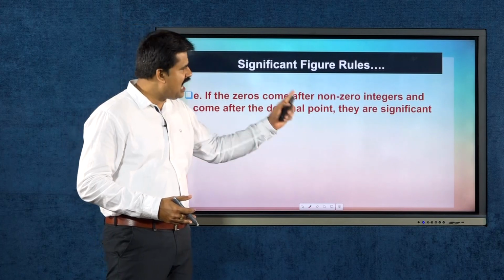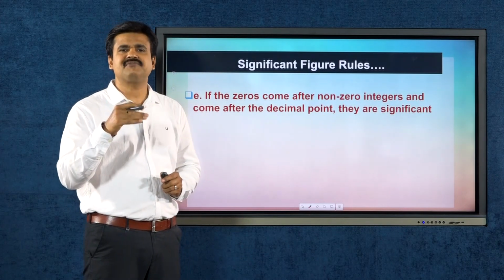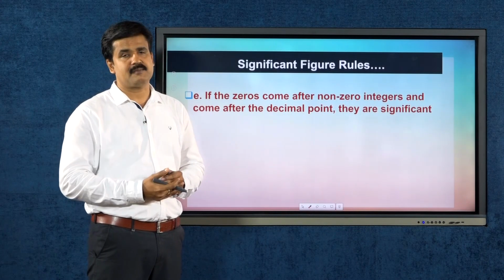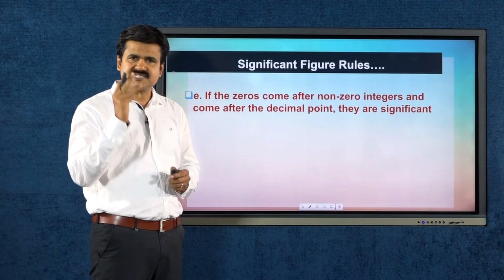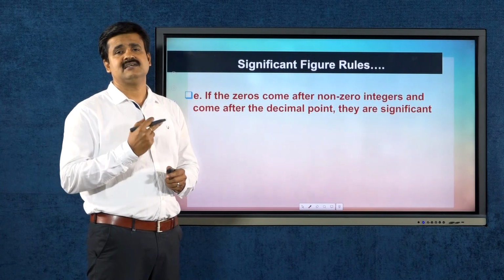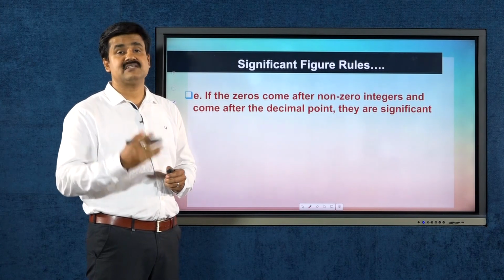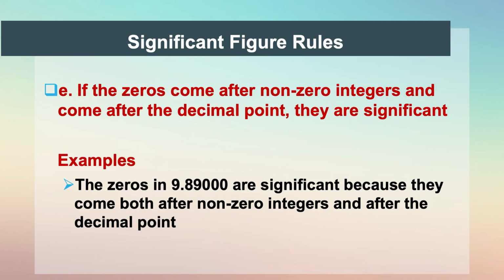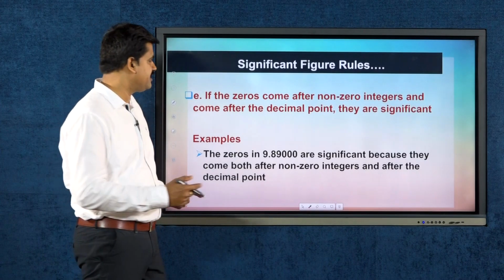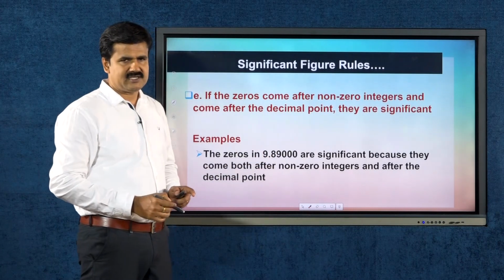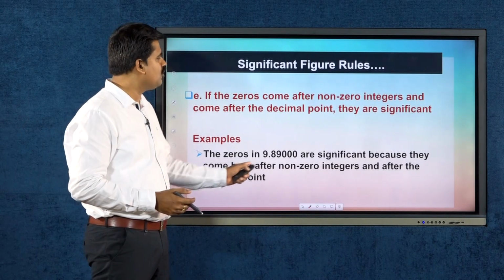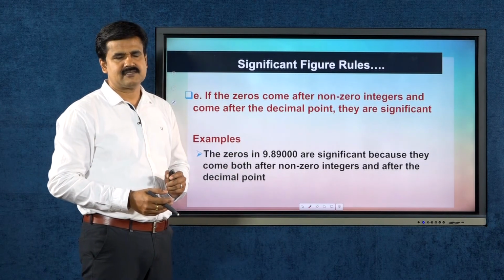Now, the last sub-rule associated with zeros is this one. If zeros come after non-zero integers and come after the decimal point, they are significant. If zeros come after the decimal point, and after a non-zero digit, you can count them as significant figures. This example will illustrate it. Look at this measurement, 9.89000. Here the 3 zeros are significant. Why? The zeros come after the decimal point, and they come after a non-zero digit. That's why all these zeros are significant.